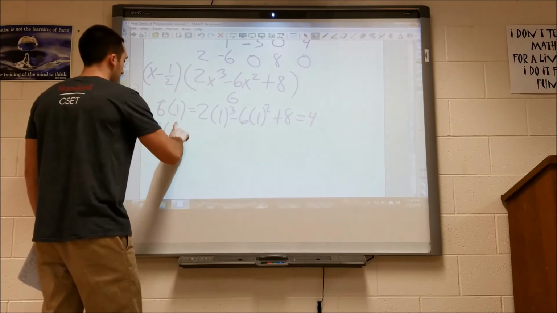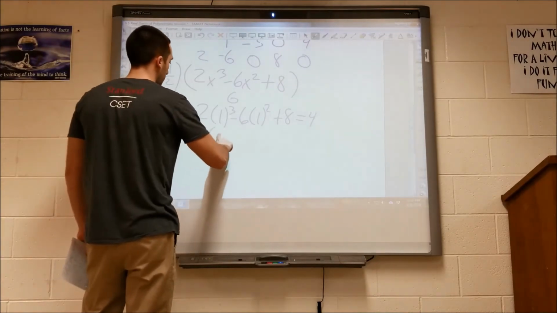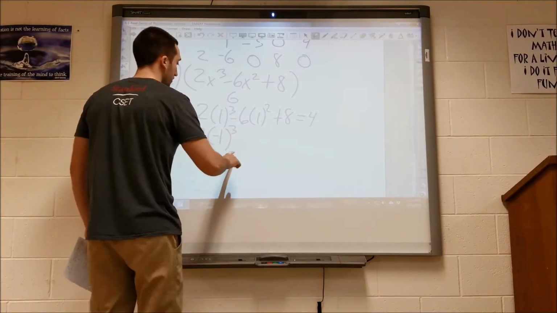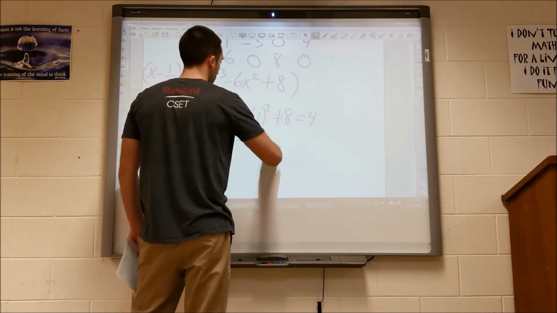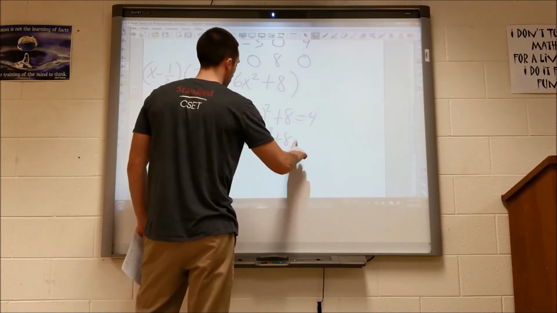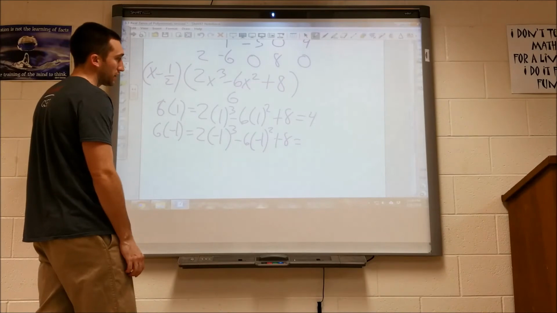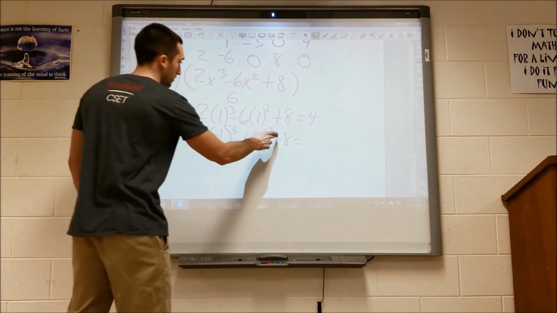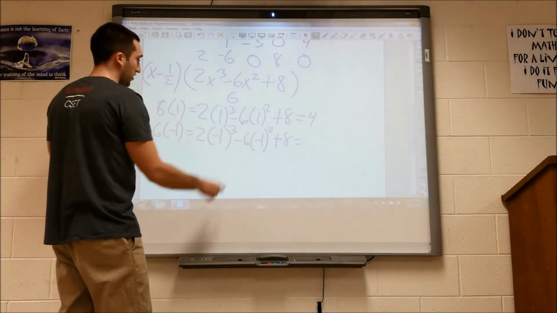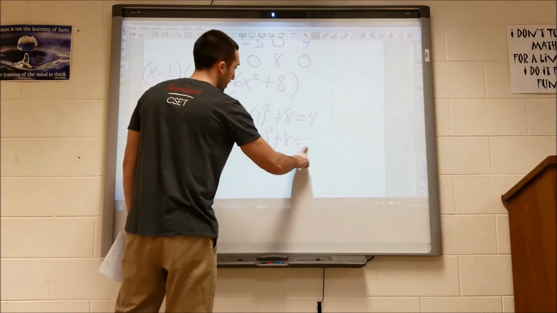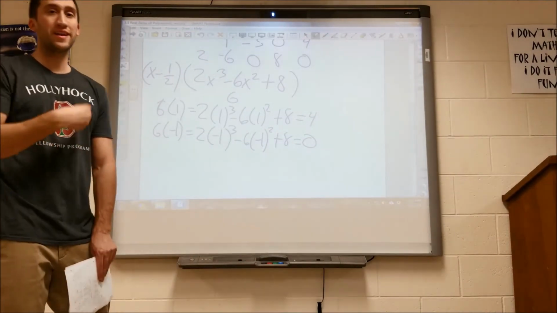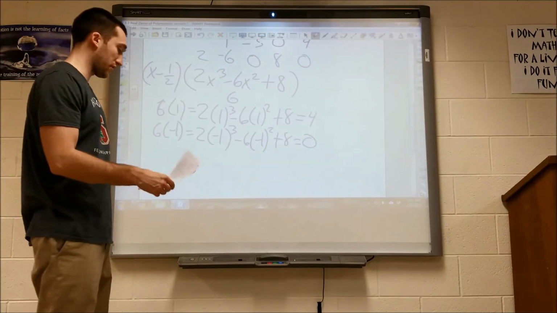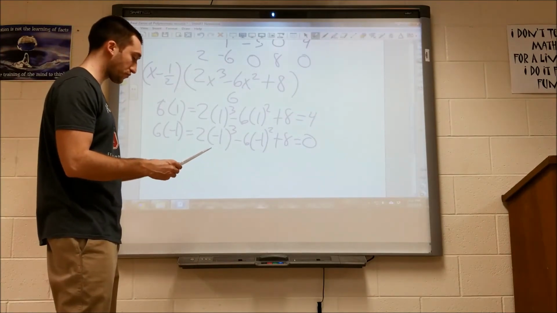So let's try -1. 2 times -1 cubed minus 6 times -1 squared plus 8. Now when I simplify that, I get a -2, a -6, and a positive 8. I see that -1 is another 0 of my polynomial, of my original function.